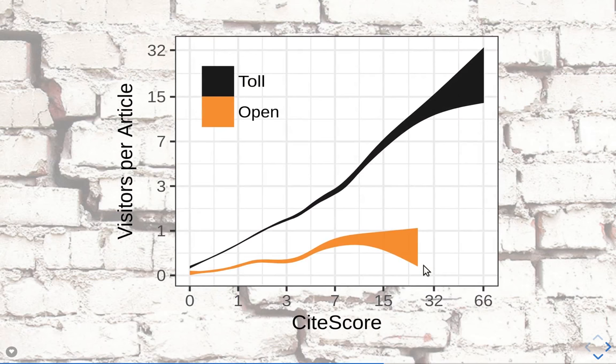So one thing we looked at is how the downloads per article changed based on whether the journal was toll or open access and the citation average of the journal. So we see that Sci-Hub is used to download toll access articles much more frequently than open access, so that's black versus orange. And we also see that people download articles in the more cited journals. This is an average band.